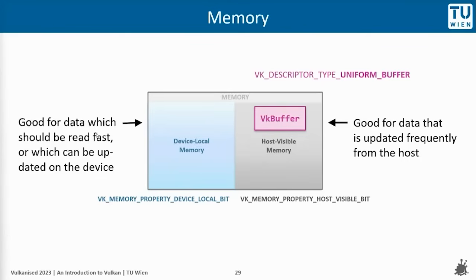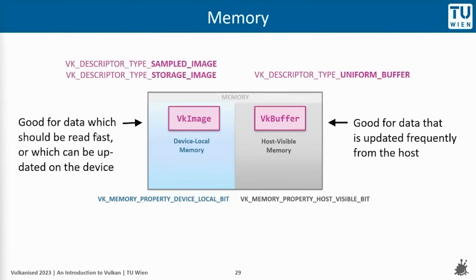On the other hand, device local memory would be good for data that we write only once, or that we can keep on the GPU. So, for example, if you write to an image and we do not transfer it back to the host, then this can stay forever in device local memory. So an image, for example, would be best put into device local memory in most use cases.